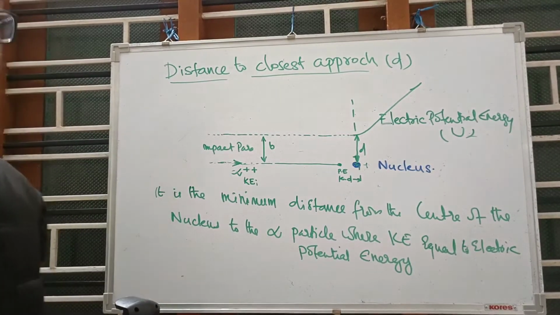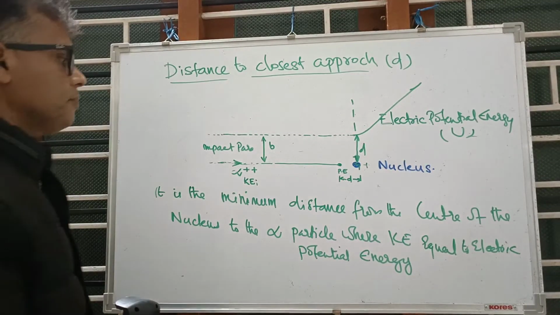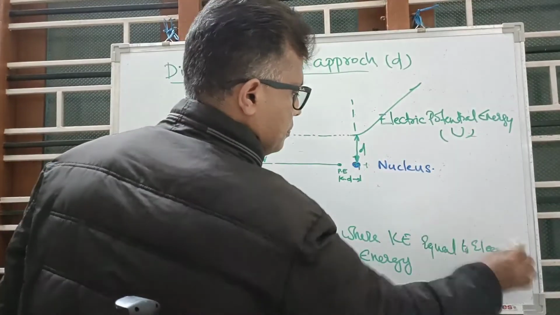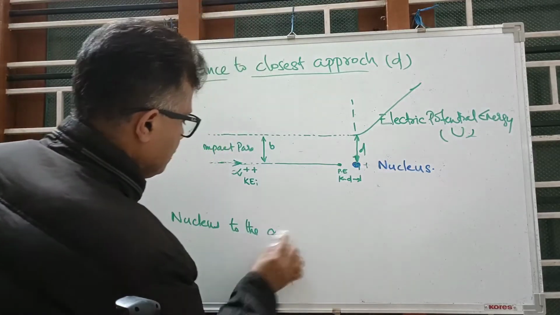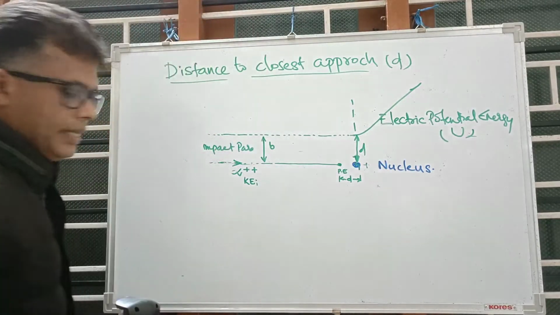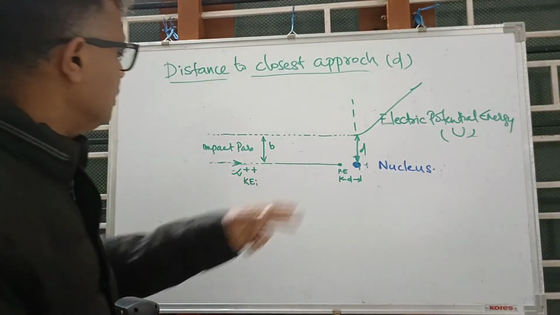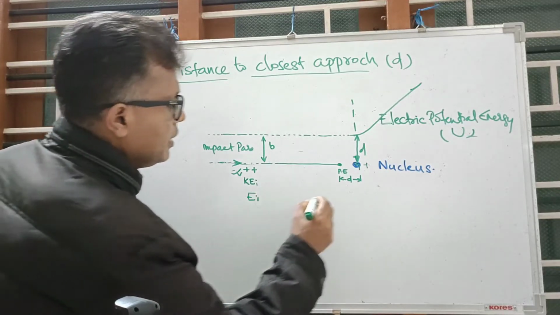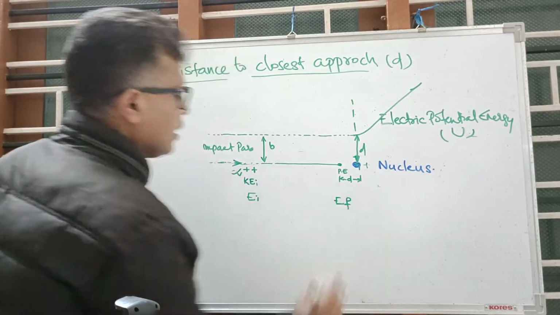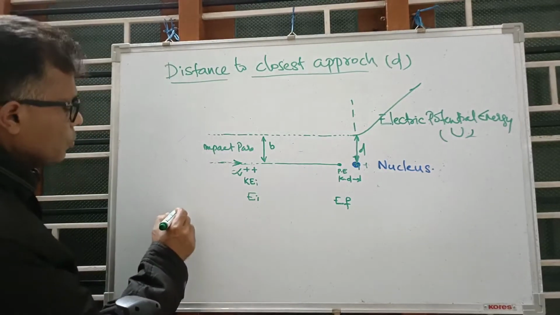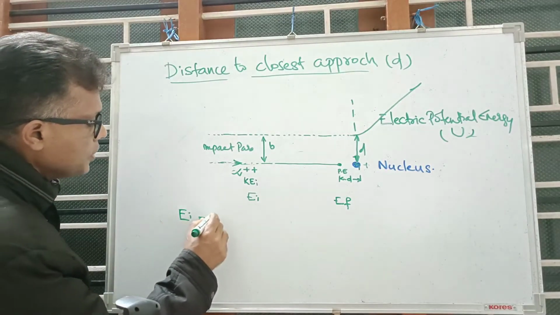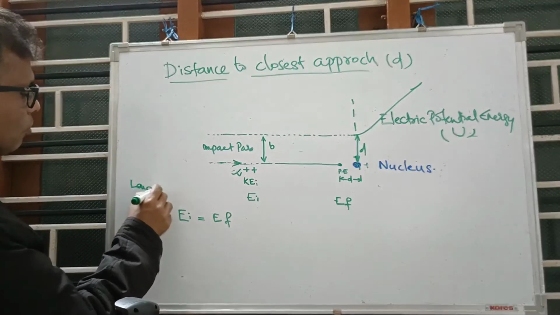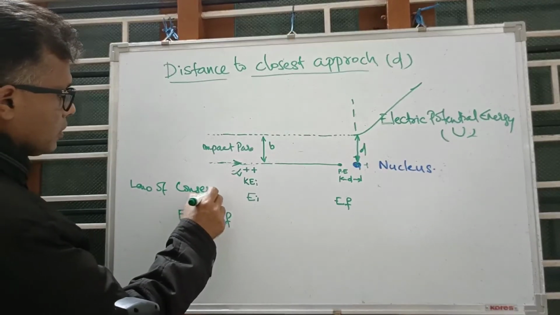I am going to remove this. I need to do something else also. Okay. So I'll just draw this a little. This one is the energy initial. This is the energy final. Clear, no? So we know that energy initial is equal to energy final, because of the law of conservation of energy.